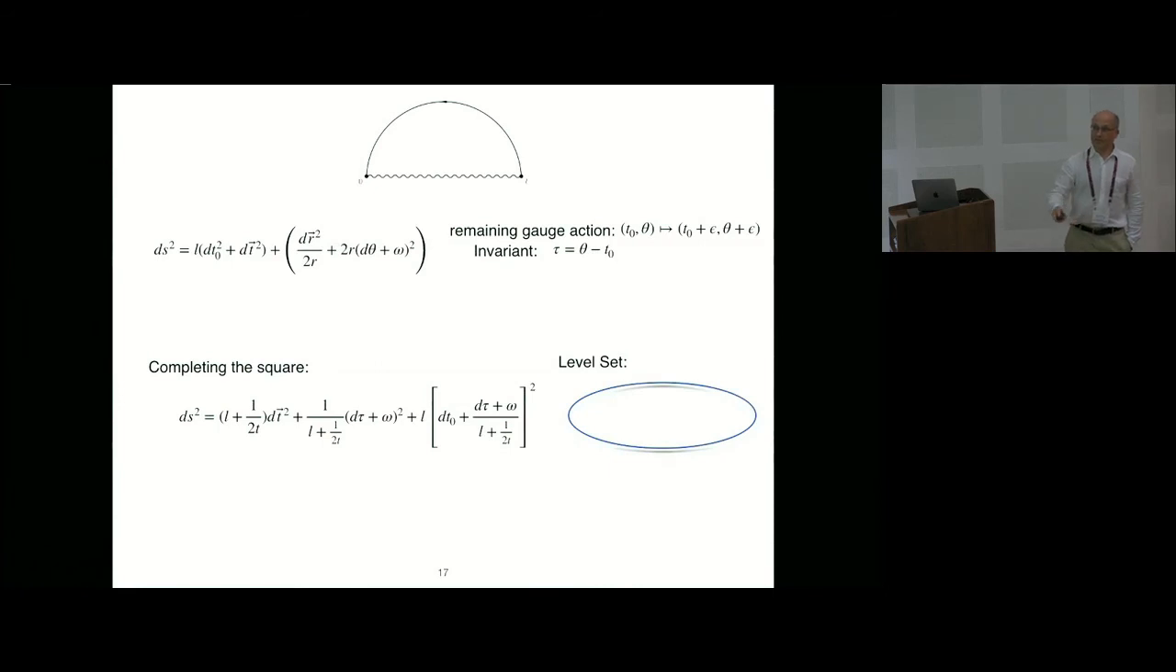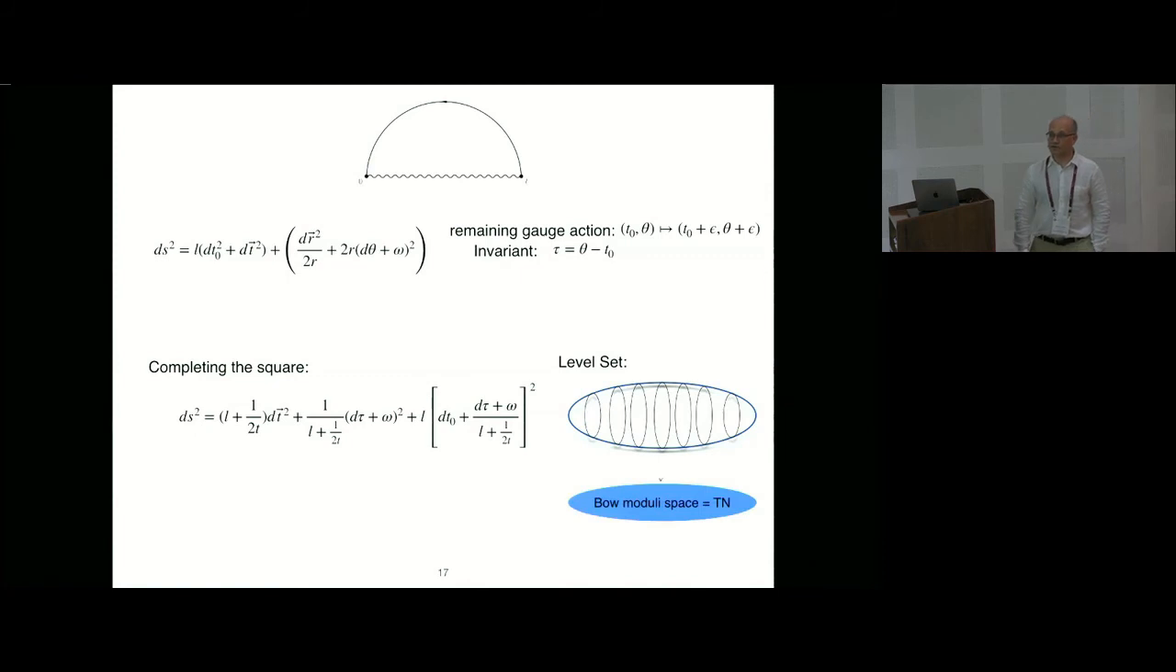We have a level set, which is a 5-dimensional space parameterized by these T's and tau and T0. And we have the gauge group action. We have these orbits of the gauge group action, and we want to divide by that. So the quotient is the moduli space of the bow, or if you like, the vacuum moduli space of that theory.